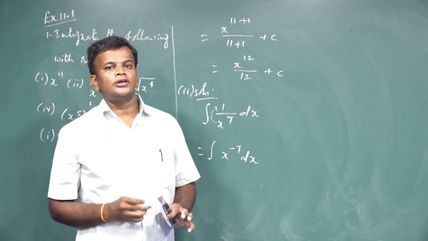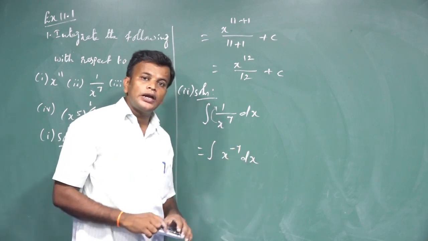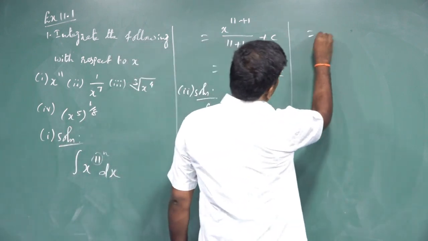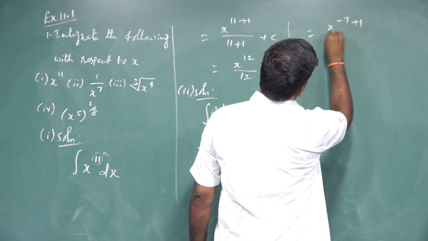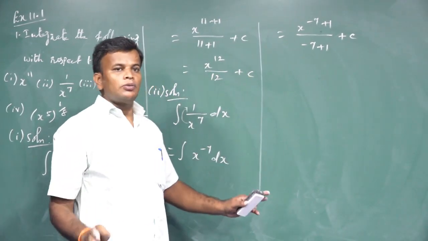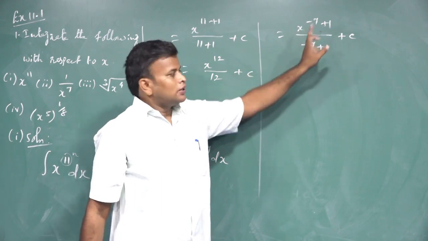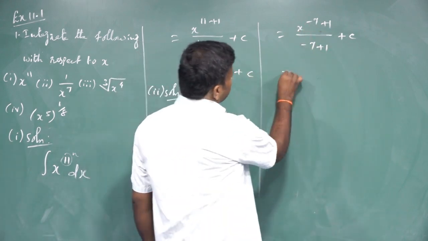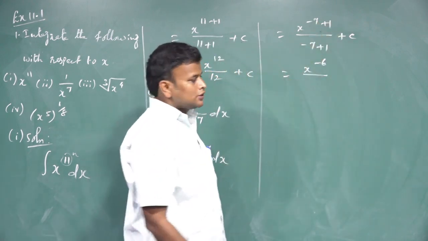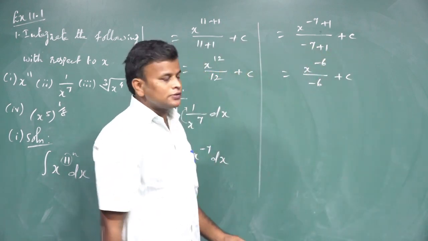Now using the same formula. Now it is of the form x power n. Now here what is the value of n? The value of n is minus 7. So x power minus 7 plus 1 divided by minus 7 plus 1 plus c. Using the same formula, x power n plus 1, the value of n is minus 7, so x power n plus 1 divided by n plus 1. x power minus 7 plus 1 is minus 6, divided by minus 6, plus c. Minus 7 plus 1 is minus 6.